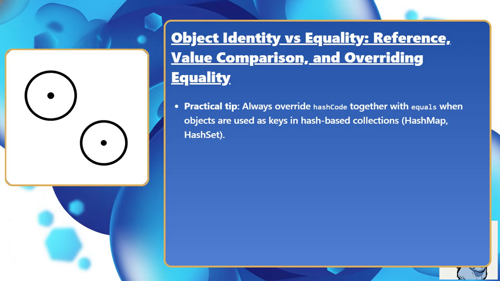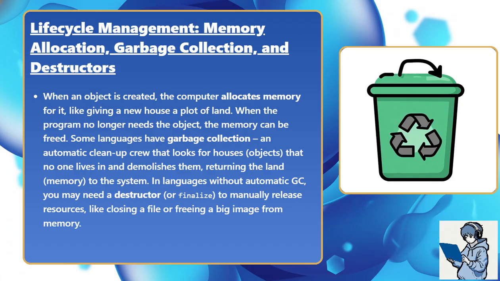When an object is created, the computer allocates memory for it, like giving a new house a plot of land. When the program no longer needs the object, the memory can be freed. Some languages have garbage collection, an automatic cleanup crew that looks for houses, objects, that no one lives in and demolishes them, returning the land, memory, to the system. In languages without automatic garbage collection, you may need a destructor or finalize to manually release resources, like closing a file or freeing a big image from memory.